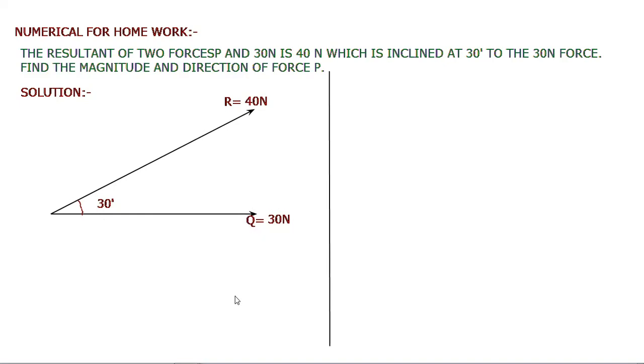And your force P is different force. So therefore, force P and Q are making resultant R, and that R is making an angle of 30 degree with the Q, which is equal to 30 Newton force. Now we have to find the magnitude and direction of force P. So we have to assume the force P because it is not given. Therefore, we will assume a certain force P like this.